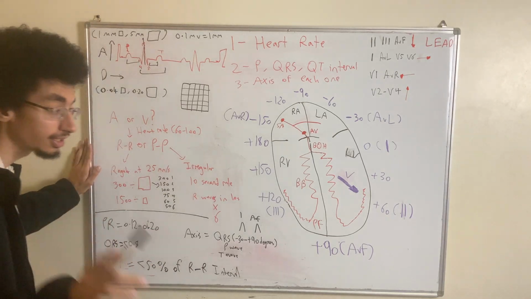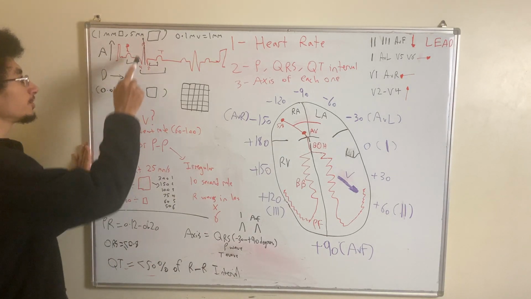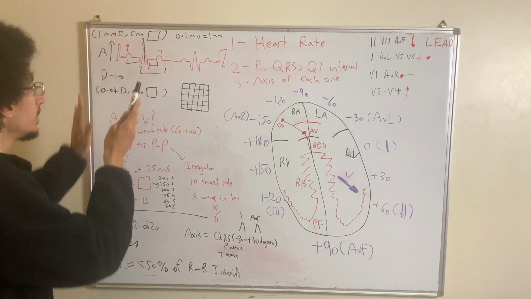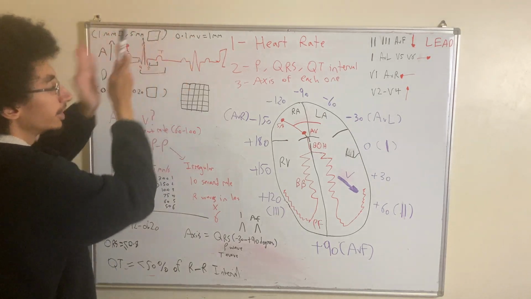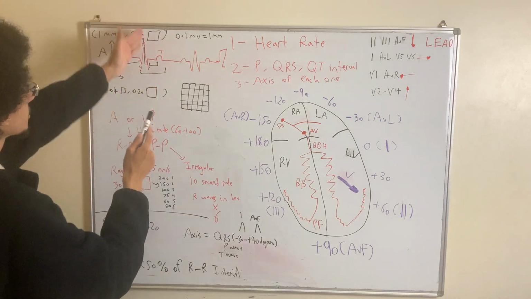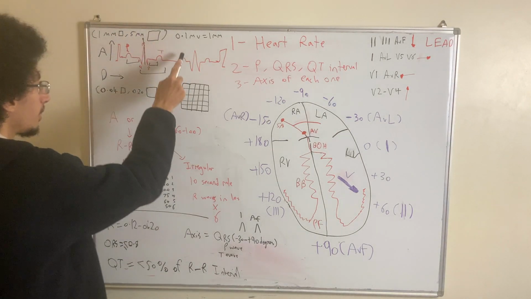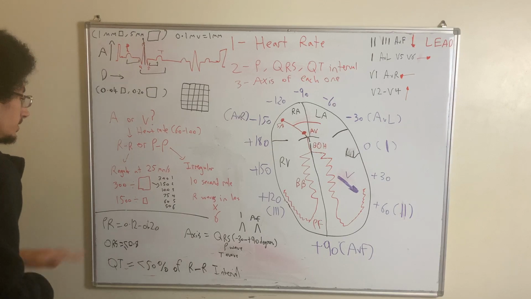You do this if there's a regular rhythm, which means you can see an R wave intersecting a line, and thus you can see the RR interval between them, the distance between this R wave and this R wave, and count the number of squares between them. This is if it's regular.